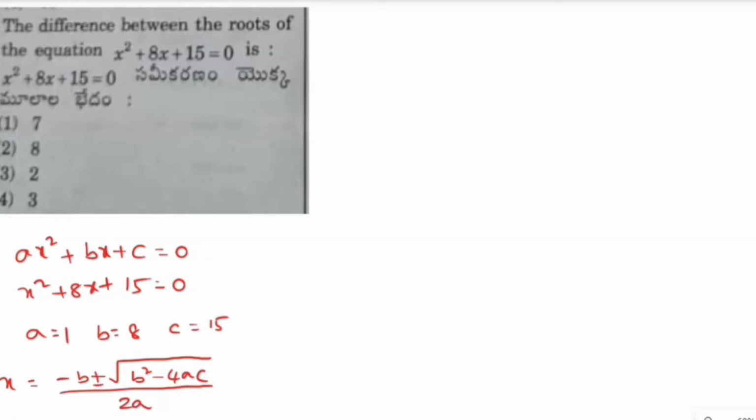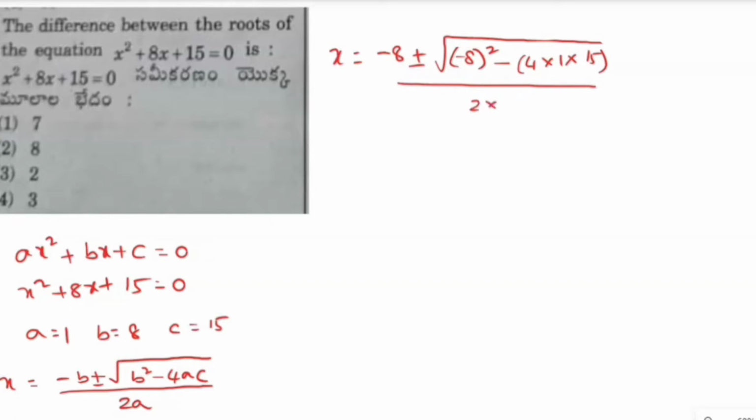So here let us find x is equal to minus b. Here 8 is b, so minus 8 plus or minus square root of 8 whole square minus 4 into a is 1, c is 15. This is whole under root by 2a, 2 into a, 2 into a is 1. So let us simplify this. Minus 8 plus or minus square root of 8 square. Minus 8 square is same as 8 square, 64. 15 4s are 60.